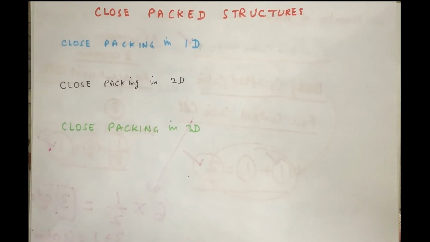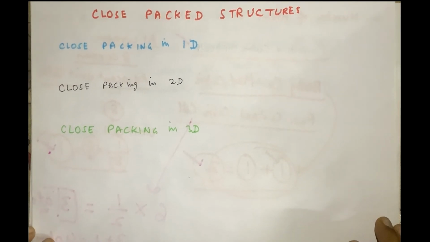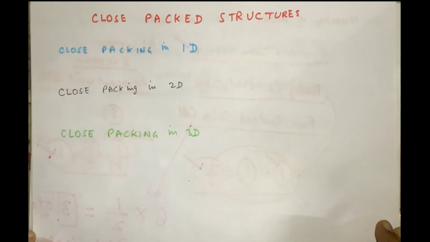Now close-packed structures. What is a close-packed structure? In solids, what happens? The constituent particles are closely packed, leaving the minimum vacant space. Vacant space should be minimum. So our drawing of the structure should have the principle that the vacant space should be minimum.